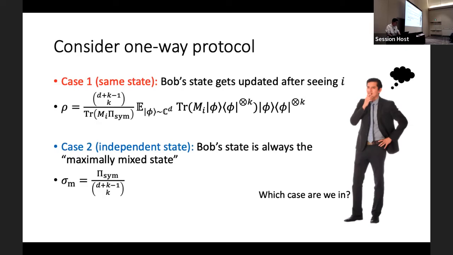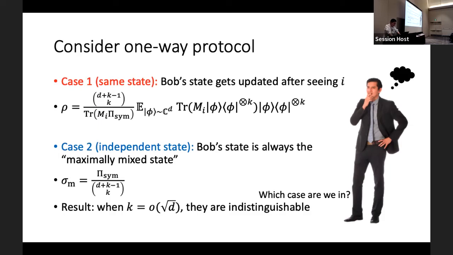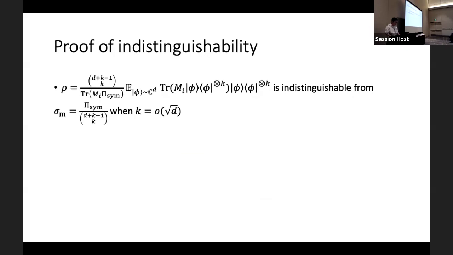So here, what we prove is that when k is smaller than square root d, the states rho and sigma_m are indistinguishable by any quantum measurement. And this implies the one-way lower bound. So next, we show how to prove the indistinguishability between rho and sigma_m.